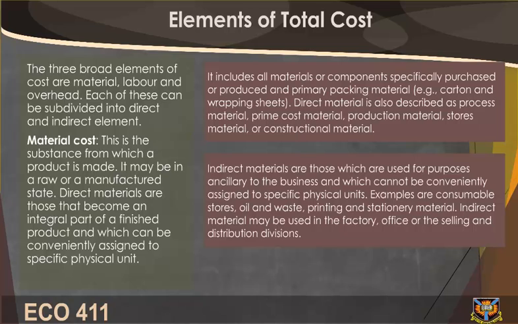Indirect materials are those which are used for purposes ancillary to the business and which cannot be conveniently assigned to specific physical units. Examples are consumable stores, oil and waste, printing and stationery material, and so on. Indirect material may be used in the factory, office, or selling and distribution divisions.